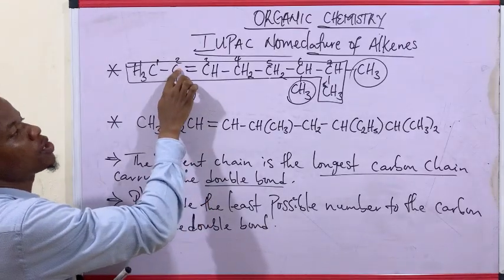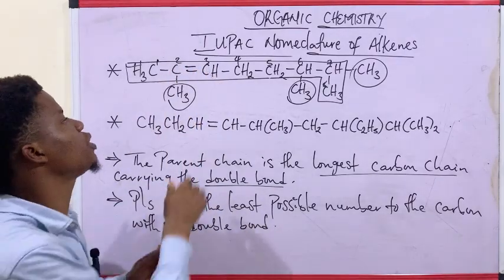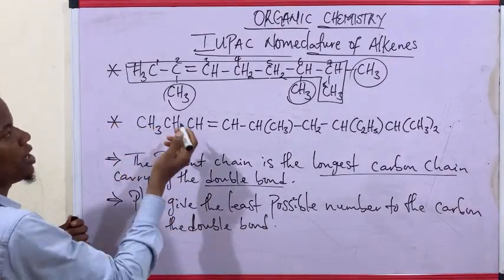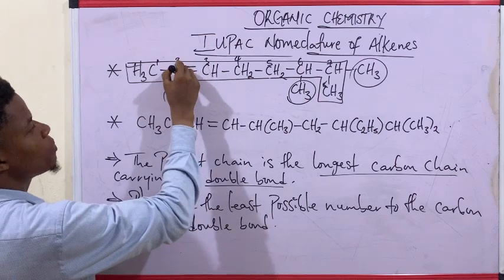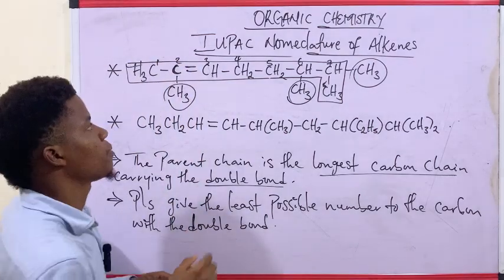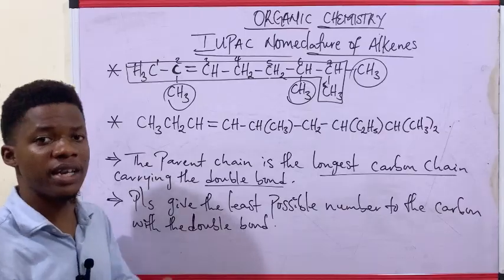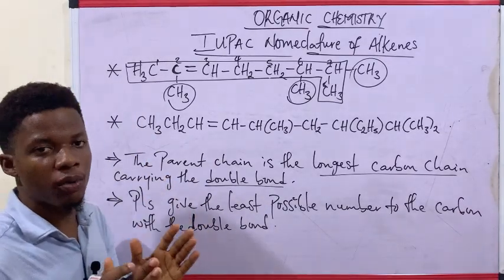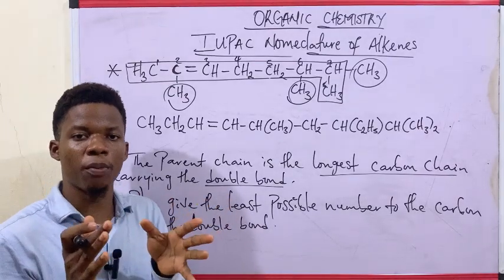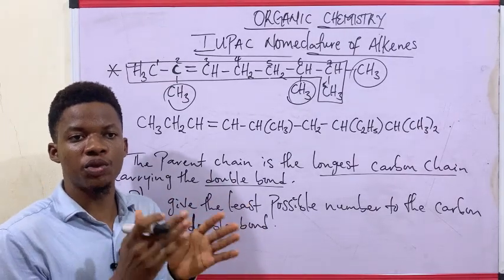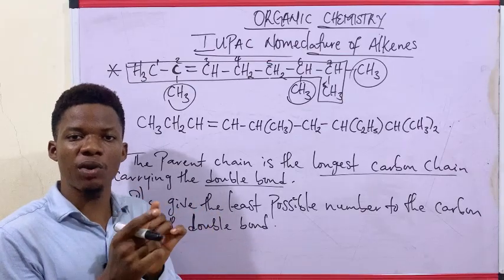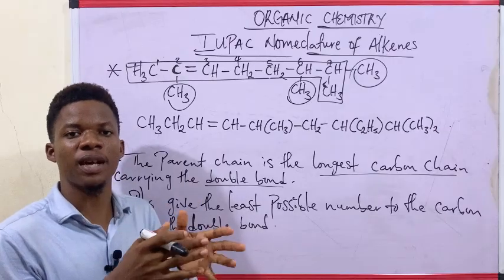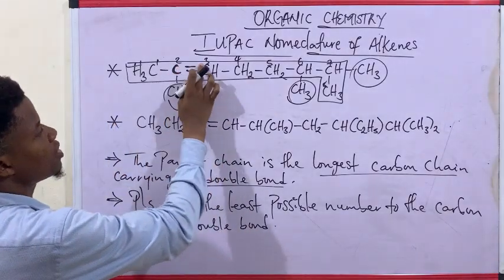Now between 2 and 3, which one is smaller? It is 2. So we will not just say that the double bond is carried by carbon 2 without this check, because between 2 and 3, 2 is smaller. There's a 2-step process here. First, you give the 2 carbons that contain the double bond the least possible numbers, and then between those 2 carbons, you look at which one has the smallest number. The smallest number is the one you go with as the carbon carrying the double bond. So between 2 and 3, the smallest number is 2.